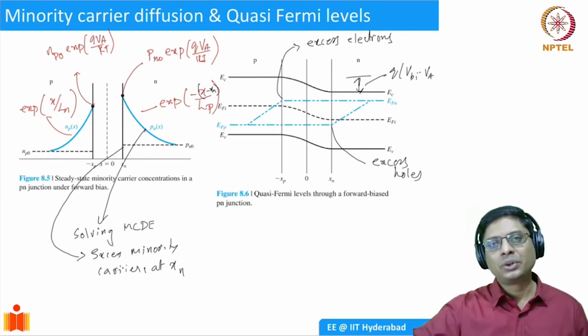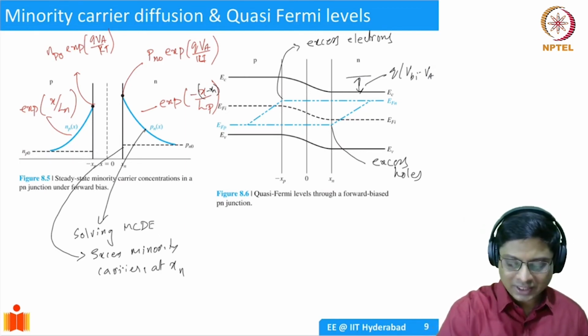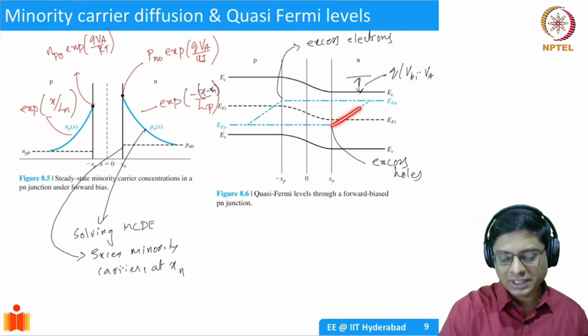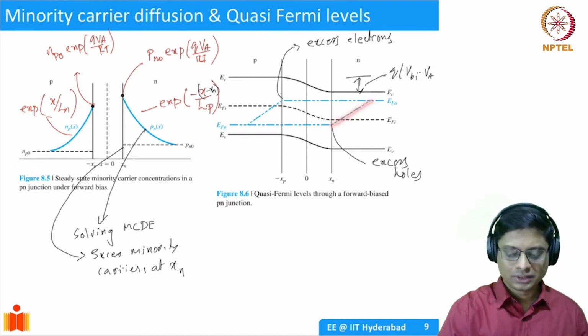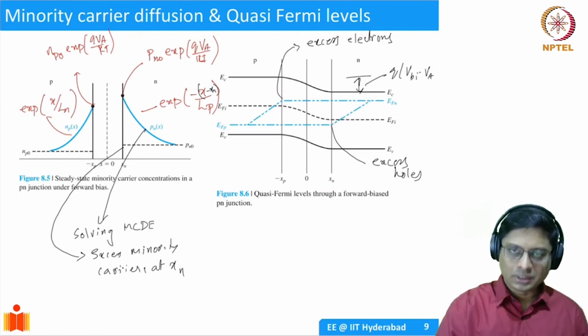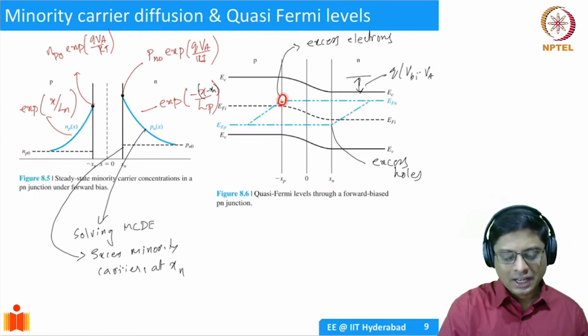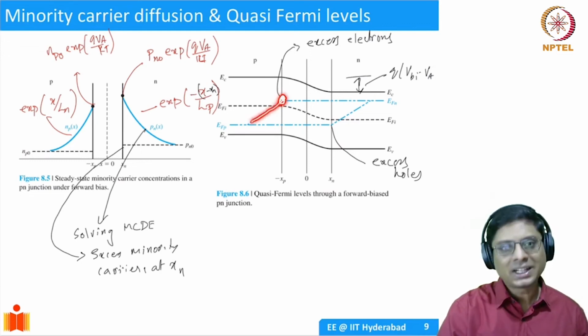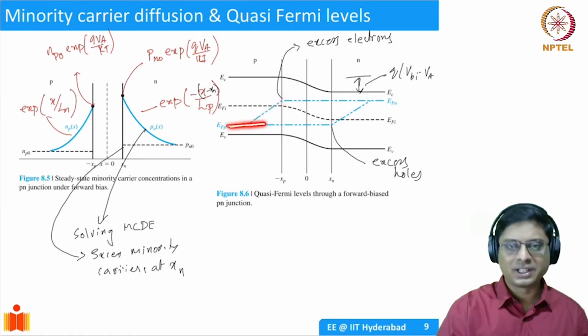And as you go deeper into the n-type semiconductor, these holes will recombine with electrons, and eventually the quasi-Fermi level will go back and merge with the Fermi level. So similarly, on the p side, we have injected electrons here, which are the minority carriers. As we go deeper into the p-type semiconductor, the electrons will recombine with holes, and then they go back to the equilibrium Fermi level.